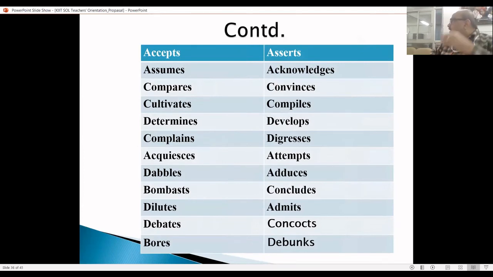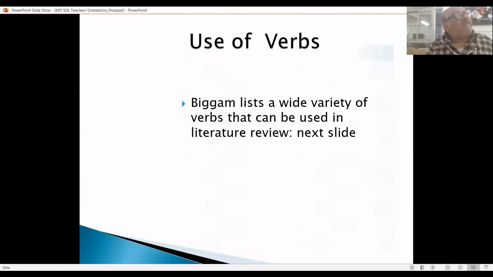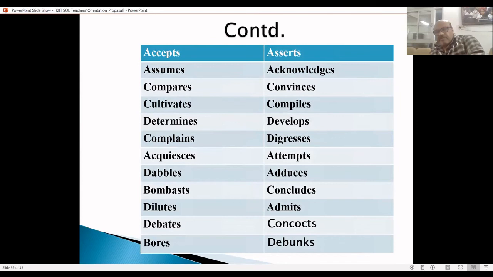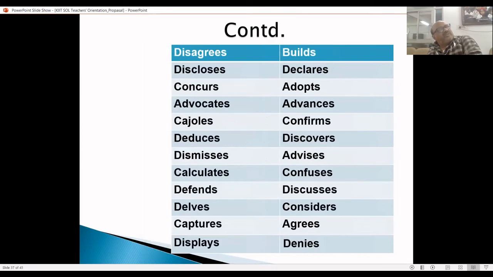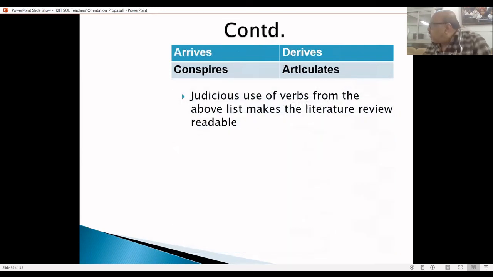Now, this is the language thing. When you read literature reviews, you will see that our students give an impression that they suffer from poverty of words, because they keep repeating the same word. Has said this, has asserted this. Said, asserted, told, said, asserted, two or three kinds of verbs they keep repeating. So I have taken this from a book by Bigham, and he gives a list of very useful verbs which we can actually use in a literature review, so that the reader doesn't get an idea that we suffer from poverty of vocabulary.